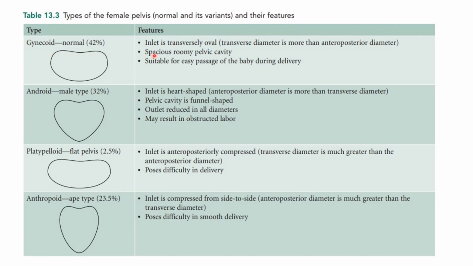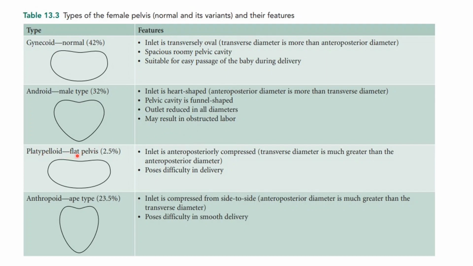In gynecoid type, inlet is transversely oval, that is transverse diameter is more than anterior posterior diameter. More space present in the pelvic cavity. It is suitable for easy passage of baby during delivery. In android or male type, inlet is heart shaped, that is anterior posterior diameter is more than transverse diameter. Pelvic cavity is funnel shaped. Outlet reduced in all diameters. May result in obstructed labor.